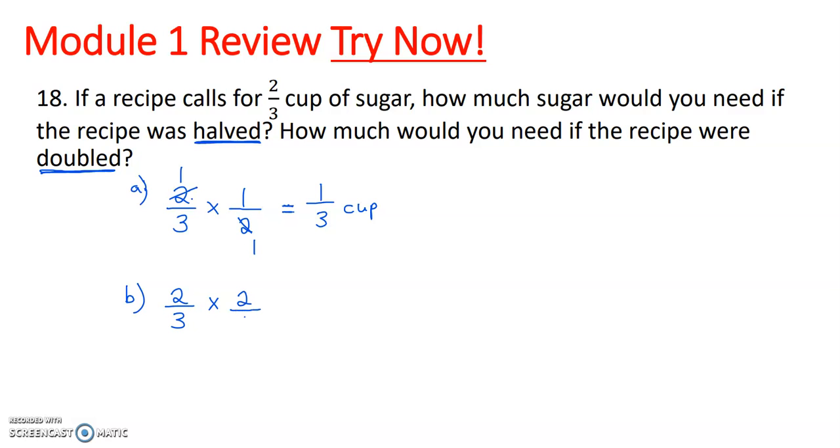We put 2 over 1 to make it a fractional value. This time there's nothing to cross reduce, so we multiply the numerators. 2 times 2 is 4. And the denominators, 3 times 1 is 3, and we change this to a mixed number. 3 goes into 4 once, with 1 left over. So 2/3 doubled is 1 1/3 of a cup.